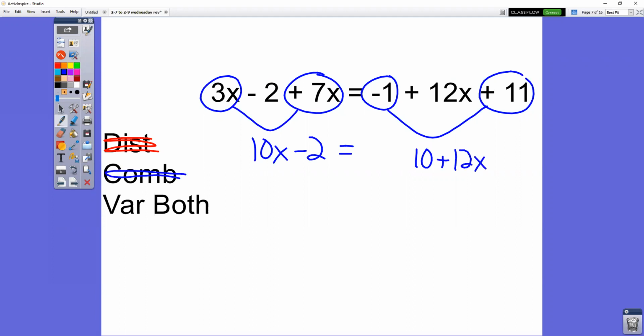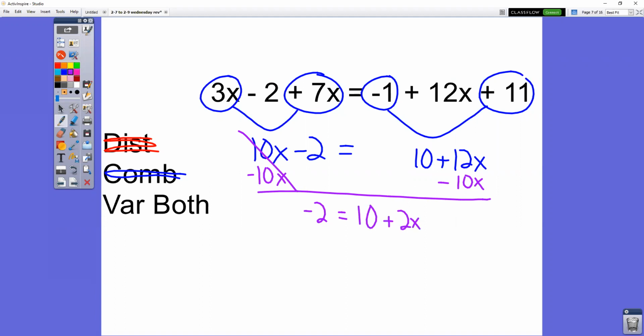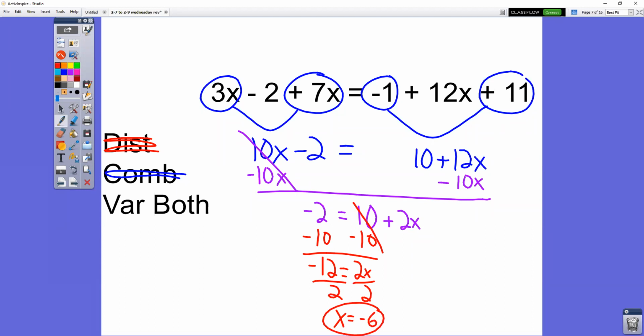So I did the distributive property. Now I have variables on both sides. I have a 10x on one side, I have a 12x on the other. So -10x and -10x. So we have -2 equals 10 plus 2x. Now it's just a two-step equation. So -10 to get the 2x all by itself. So I have -12 equals 2x. Divide by 2, divide by 2. X equals -6.